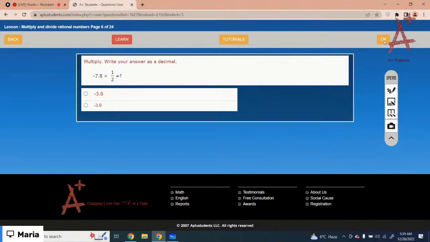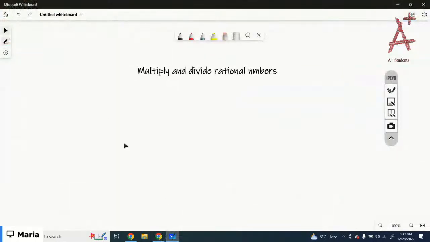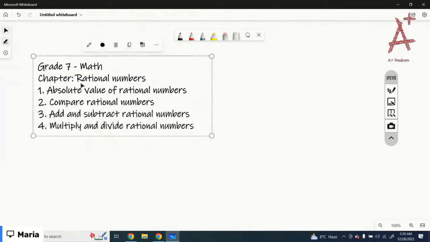Okay, you can complete the test by yourself later today. Let me just go over what we have done. Here is the list of the lessons we have covered today. We are working on grade 7 maths. The chapter name is rational numbers, and the lessons we just covered are absolute value of rational numbers, compare rational numbers, then add and subtract rational numbers, multiply and divide rational numbers.